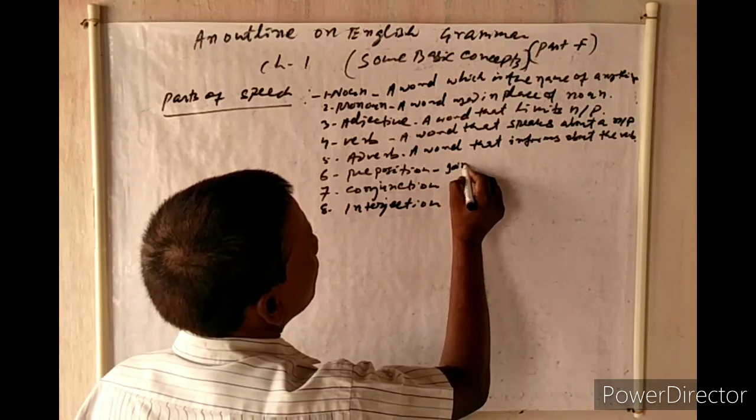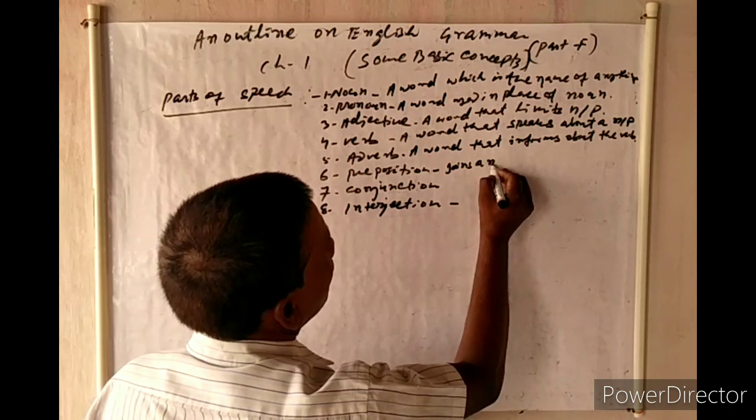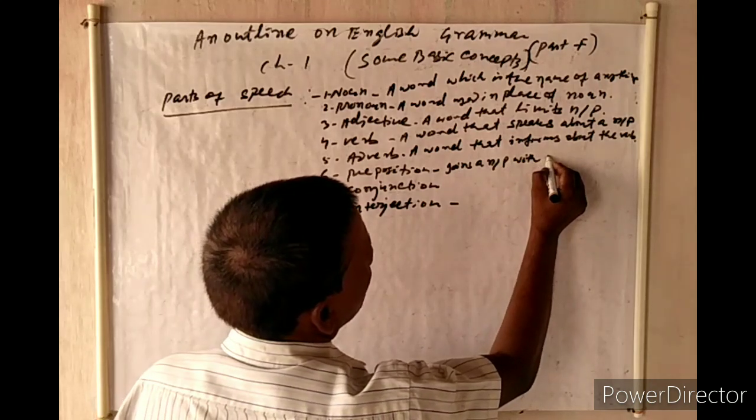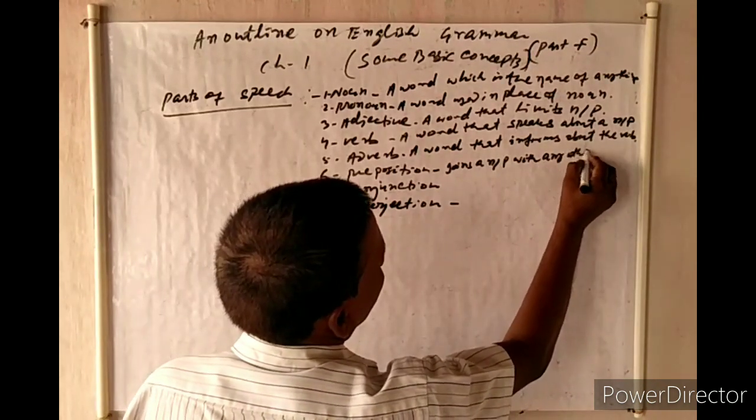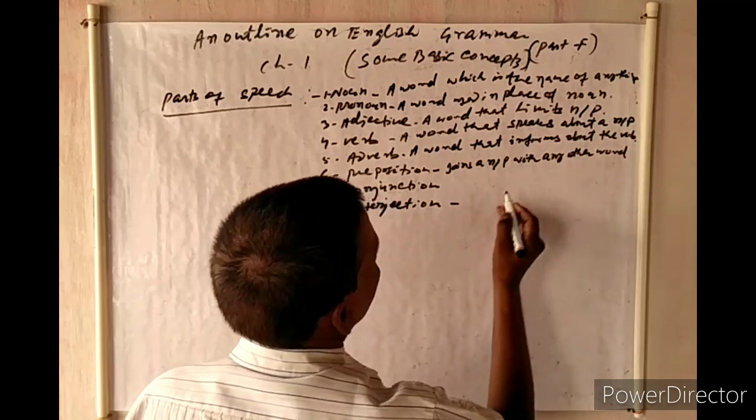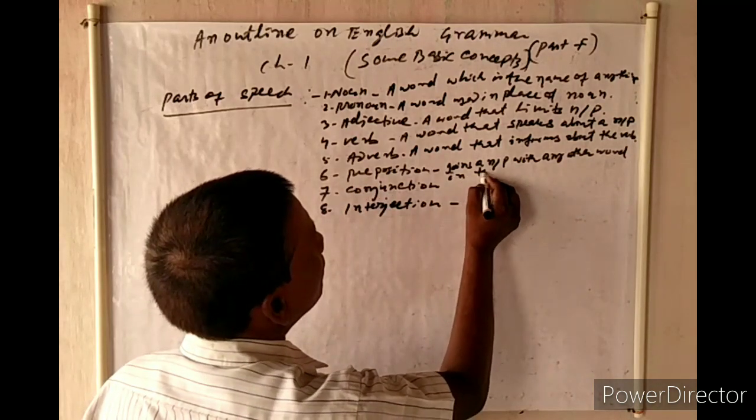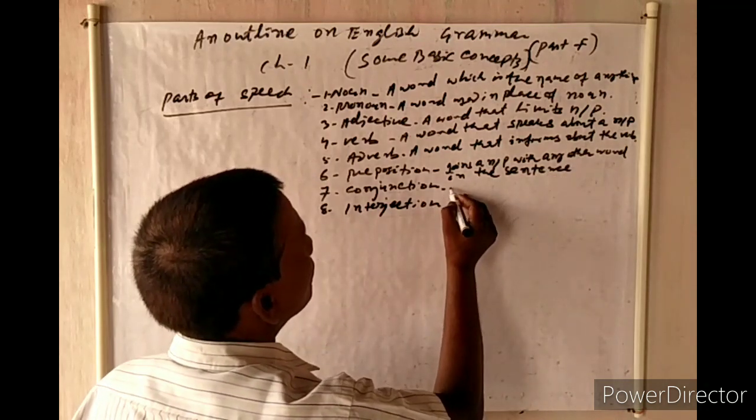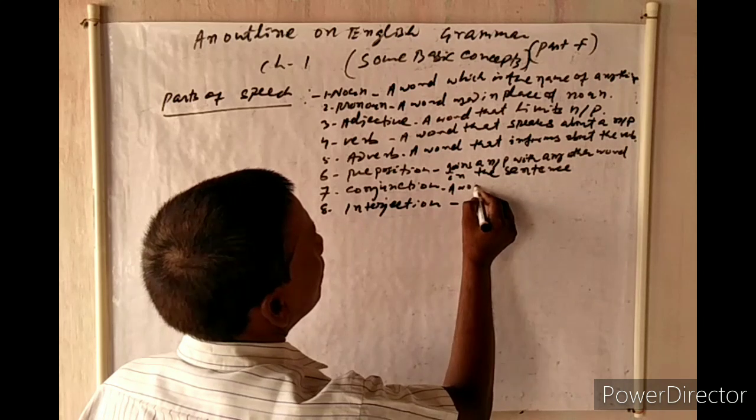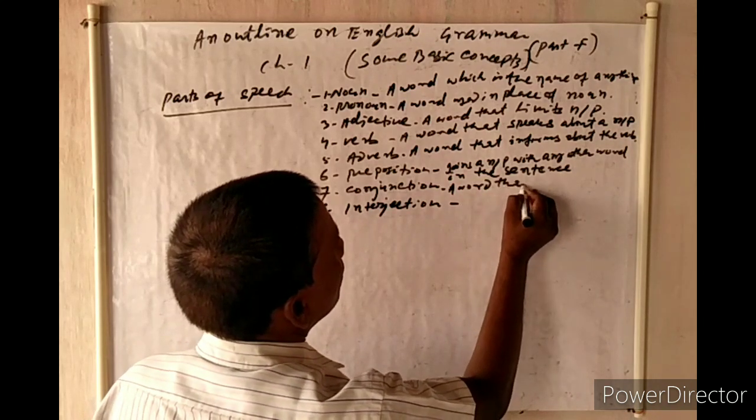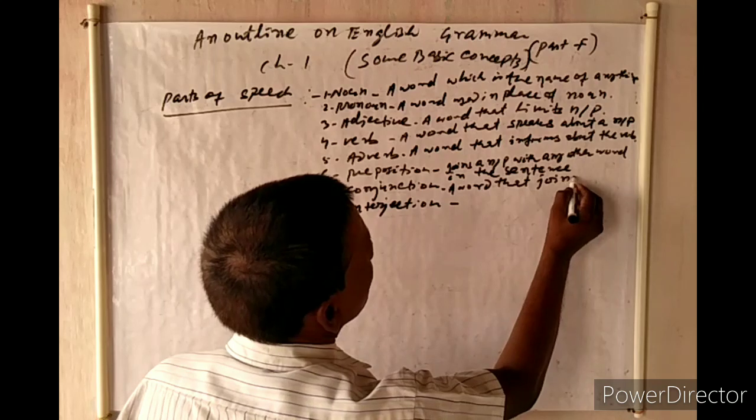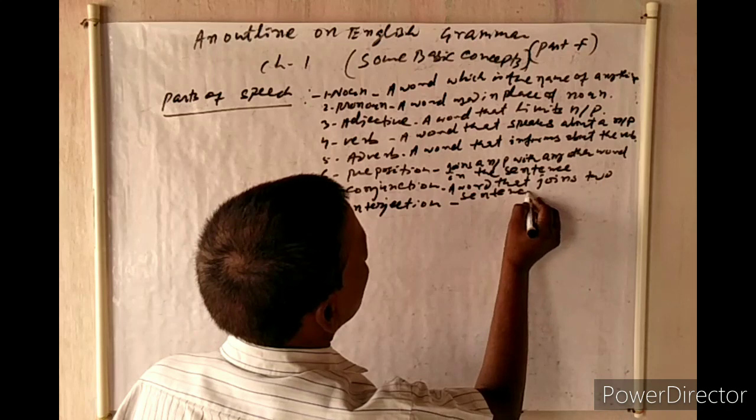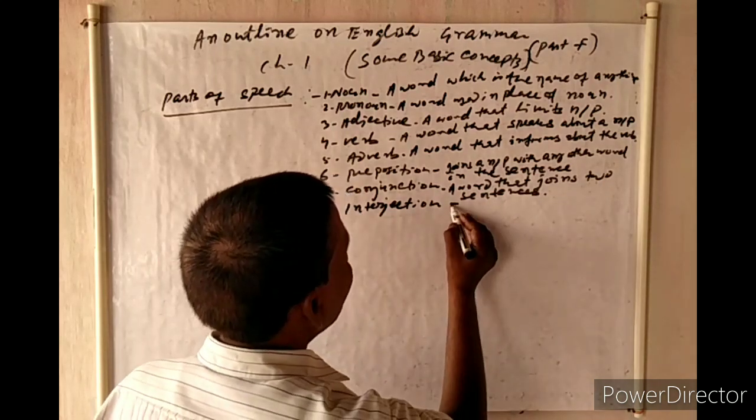A preposition joins a noun or pronoun with any other word in the sentence. A conjunction is a word that joins two sentences. Interjection. What is interjection?